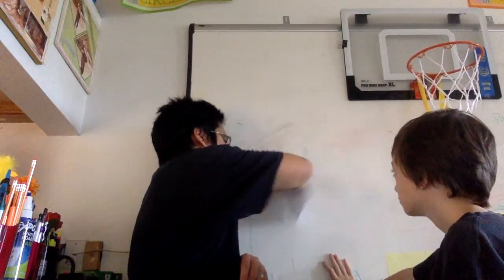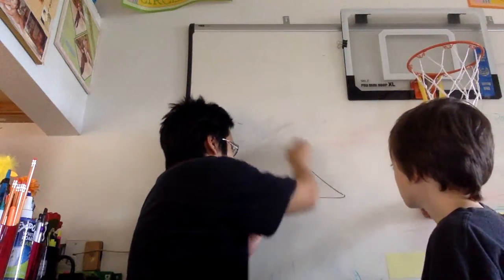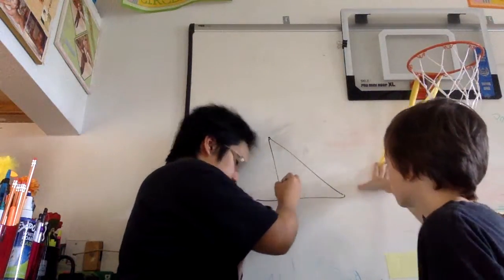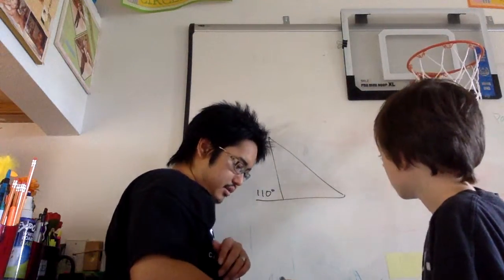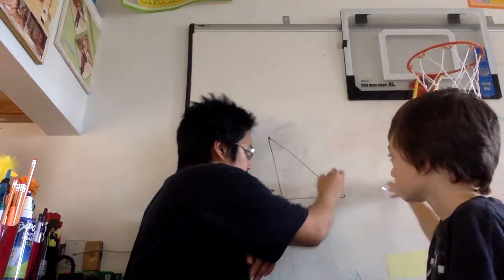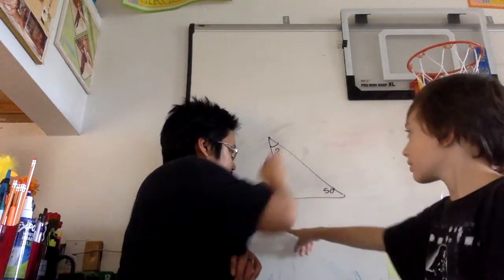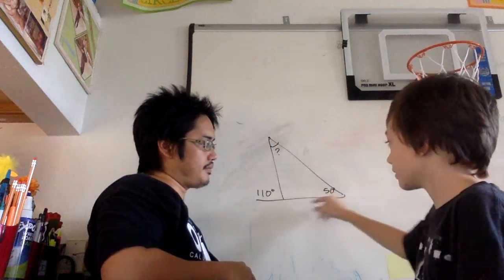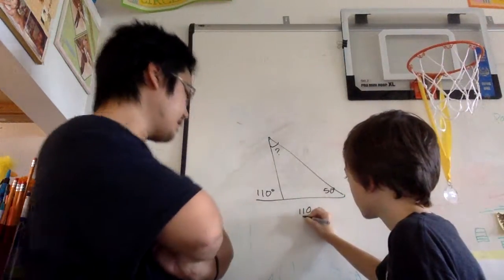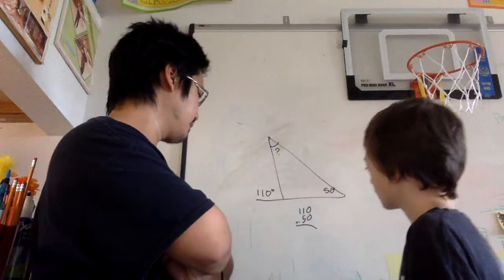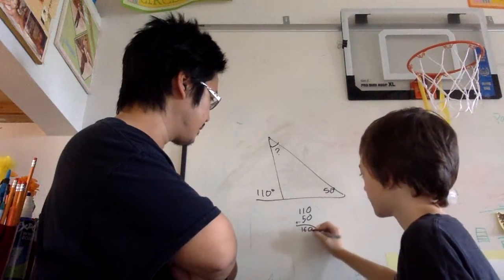It's a little bit harder. If I told you that this is 110 degrees over here, and I told you that this is 50 degrees over here, what is this angle right here? You'd have to minus this and that. Okay, you figure it out.